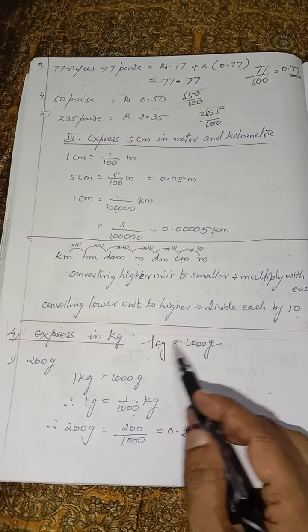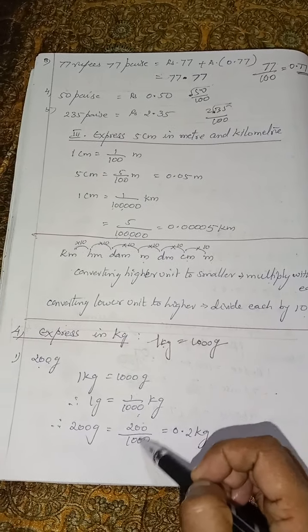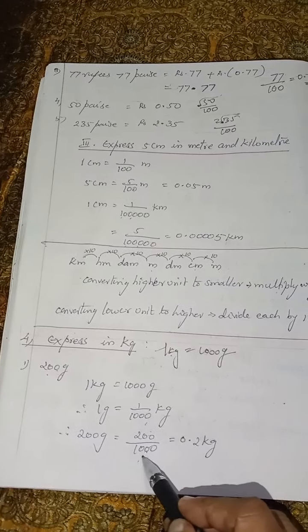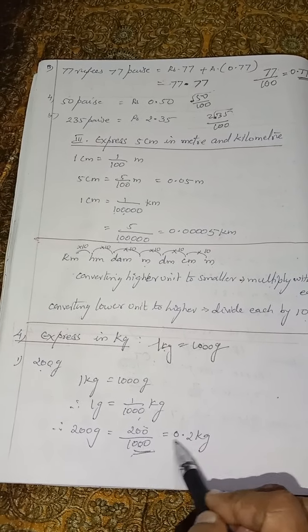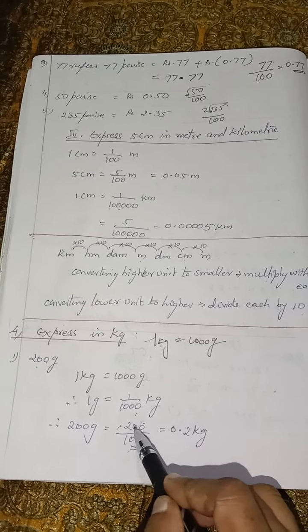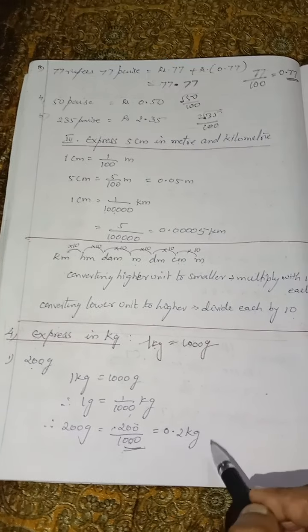Here 1 kilogram is equal to 1000 gram. So 200 gram, how to write? 200 by 1000. By 1000, here the denominator has 3 zeros. So the point goes before 3 numbers. So it will come as 0.200 kg. 0.200 is nothing but 0.2 kg. Okay.